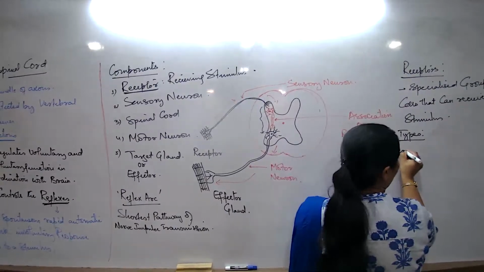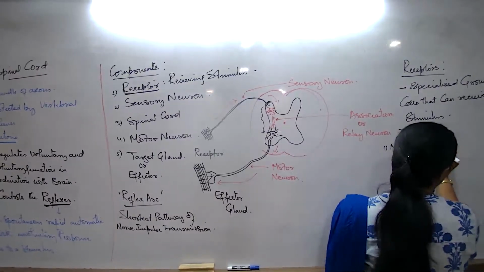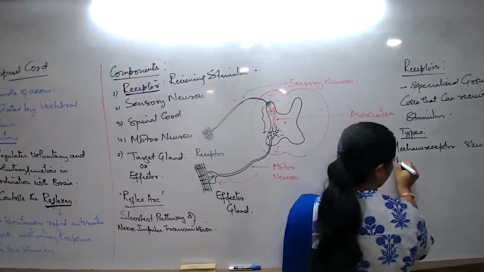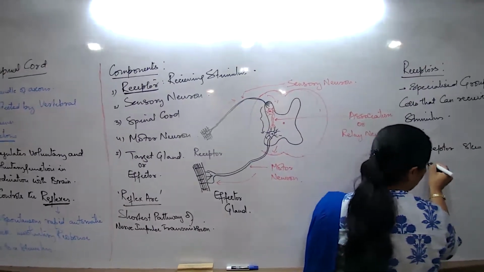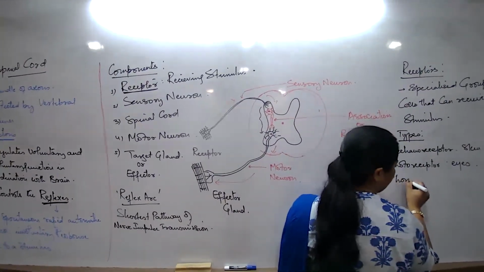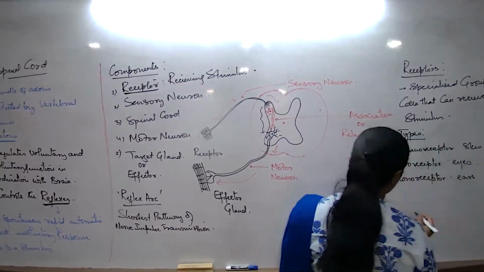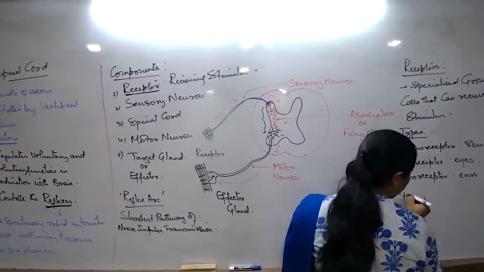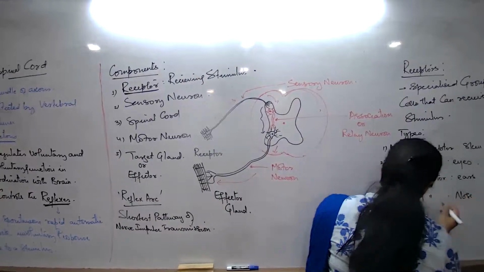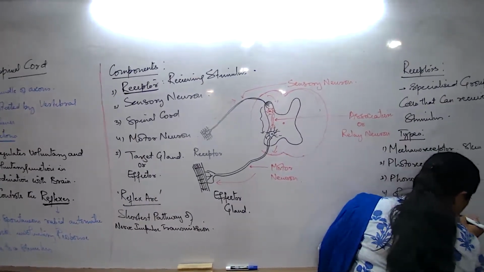Number 1, the mechanoreceptor, that is the skin. Then the photoreceptor, which would be the eyes. Third, the ears, the phonoreceptor. Next, olfactory receptors, that is the nose. And then fifth is the gustatory receptor, and that is the tongue.